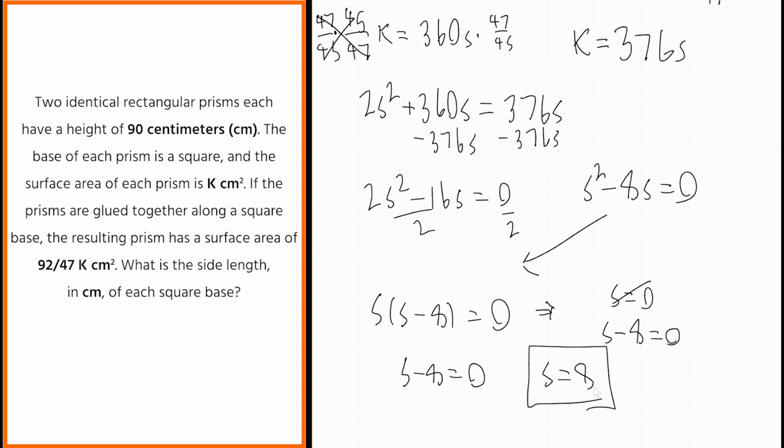So that is how you go about solving it. You turn these two equations for the surface area of these two different kinds of prisms into a system of equations, and then solve that system of equations and find s equals 8.